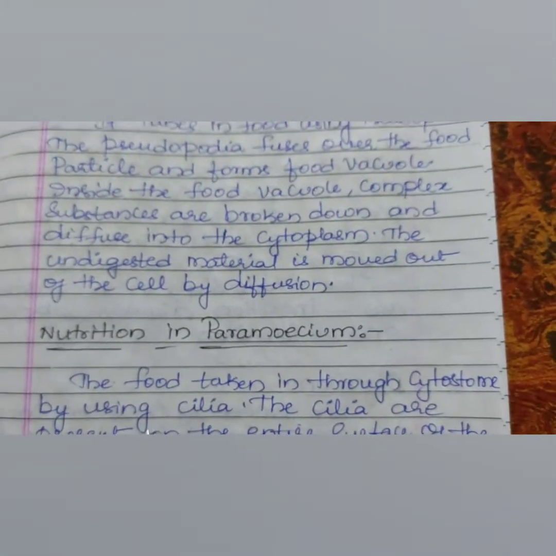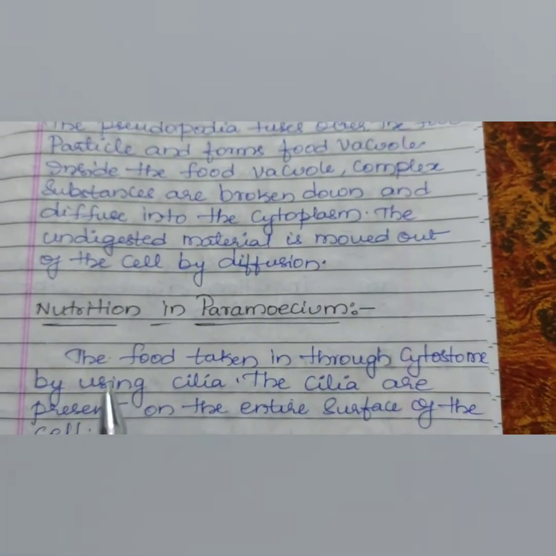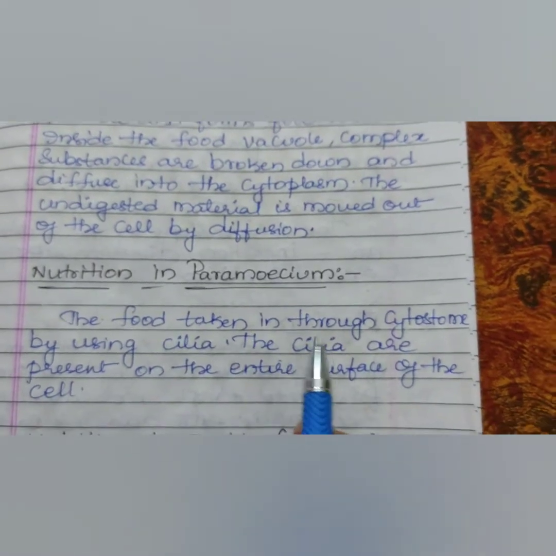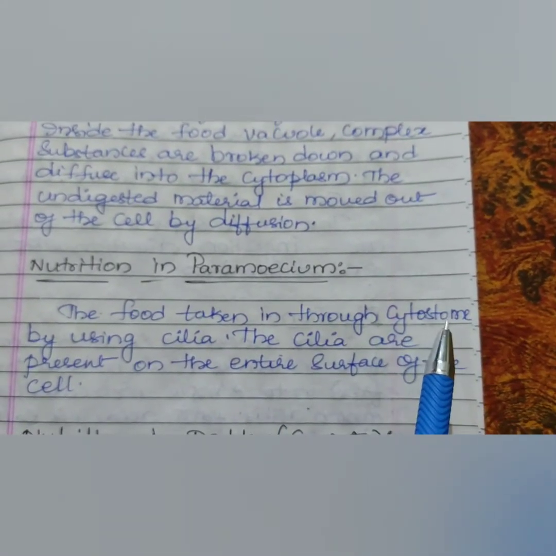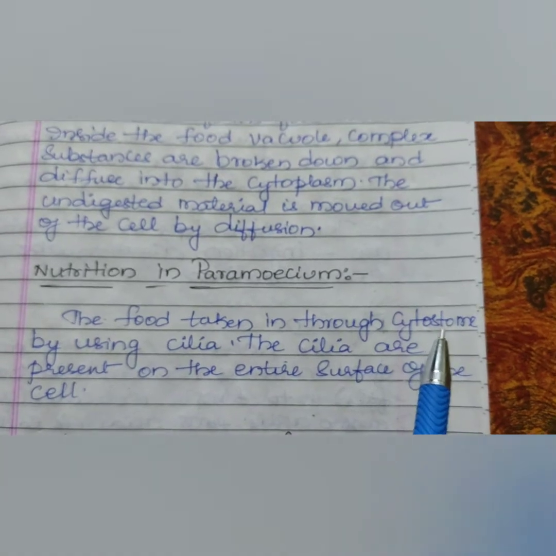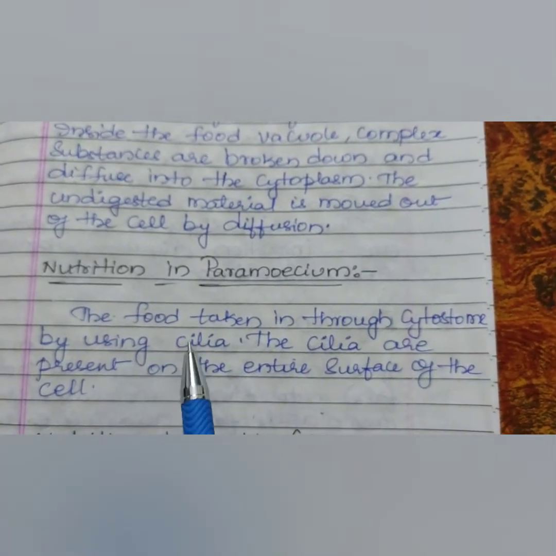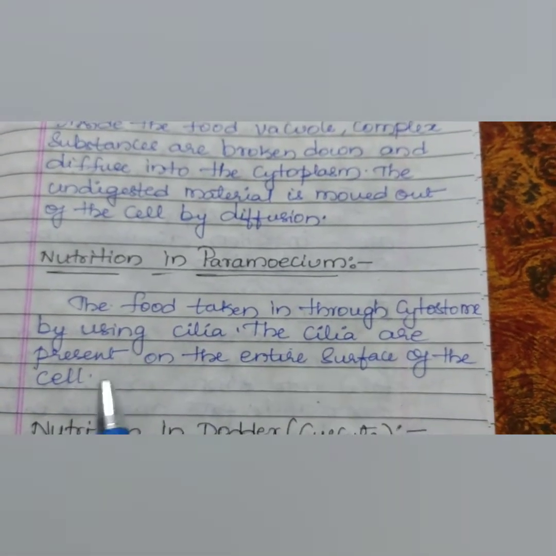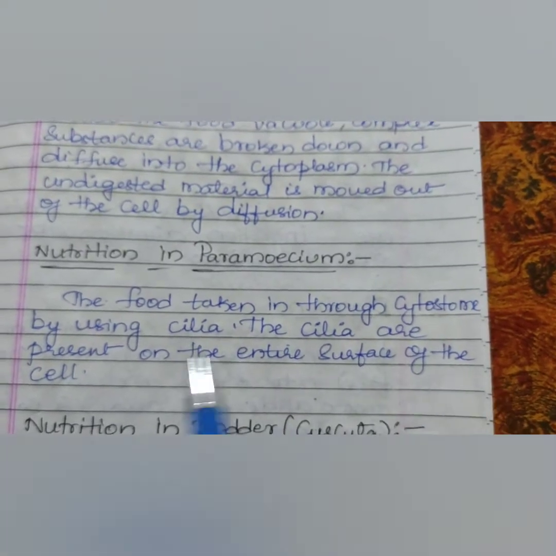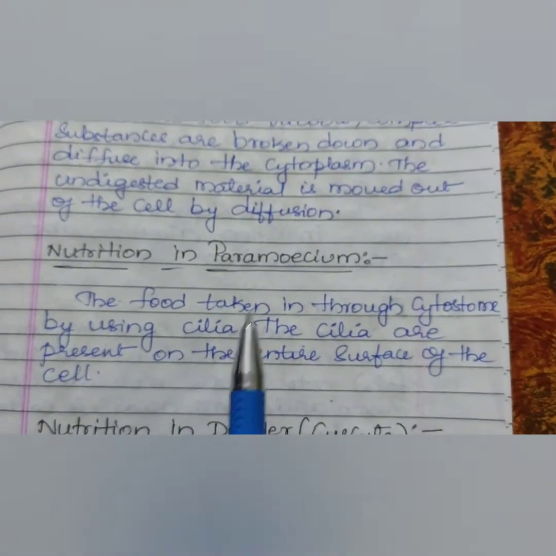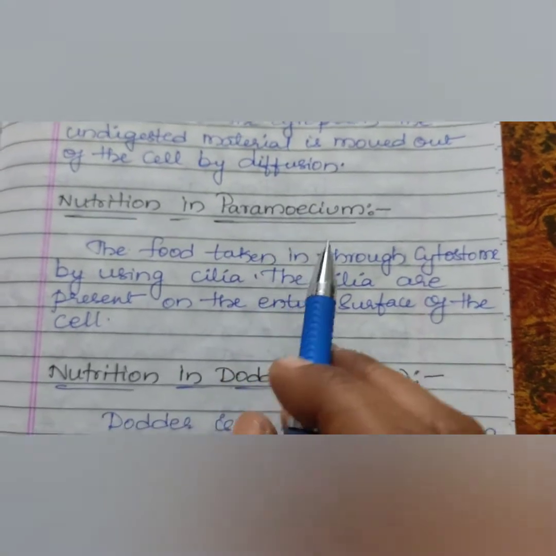Next, nutrition in Paramecium. The food is taken in through the cytostome by using cilia. These cilia are present on the entire surface of the cell. So like this, Paramecium takes the food.